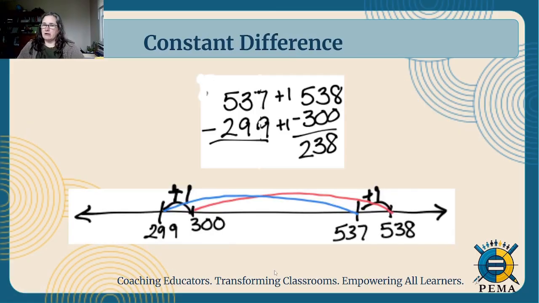In case you're wondering about constant difference, here's a picture of what it looks like if I think about 299 and 537 on the number line. I can maintain the distance between these 2 points if I move them both up 1 point on my number line. And because the distance stays the same, I can make these easier, friendlier numbers, and I can still subtract and find the difference.